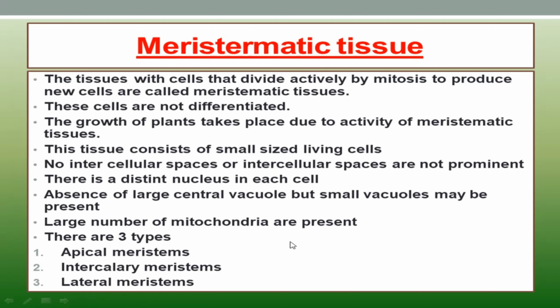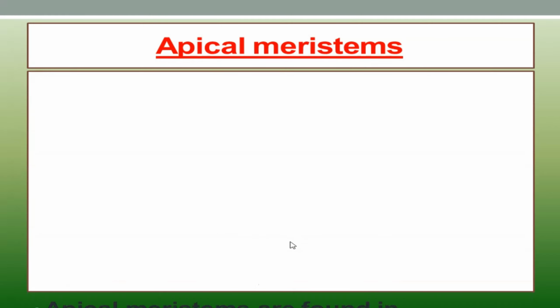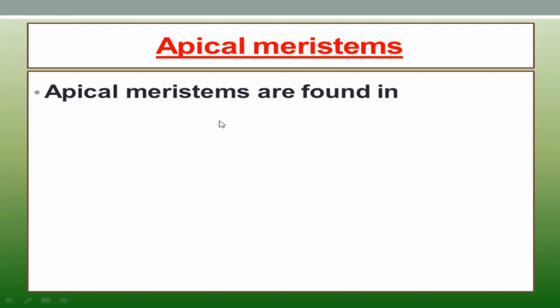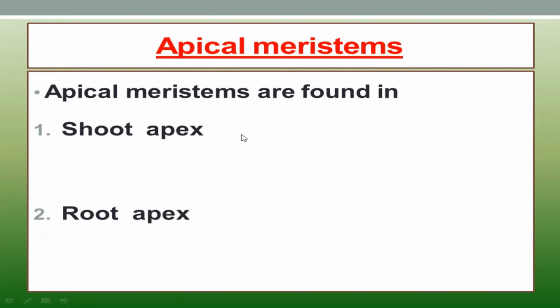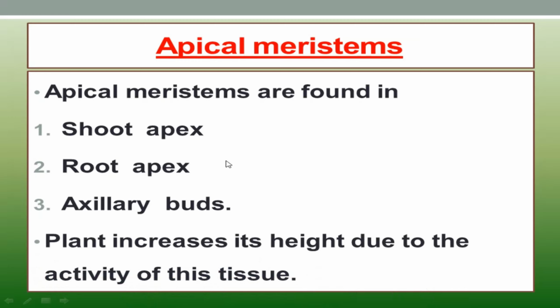Now we have learnt some features of the meristematic tissues. Then we will learn about what the apical meristem is. Now we will learn about the places where apical meristems can be found. First one is shoot apex. Next one, root apex. Axillary buds are also places where the apical meristem can be seen.